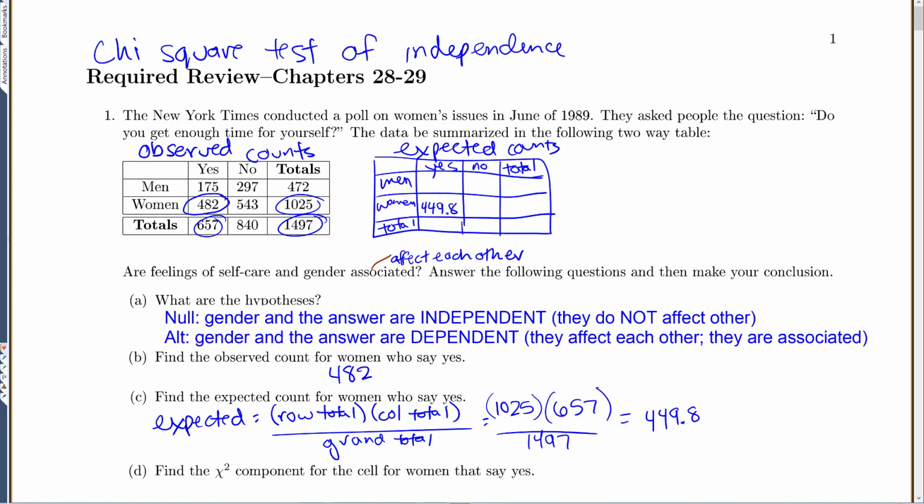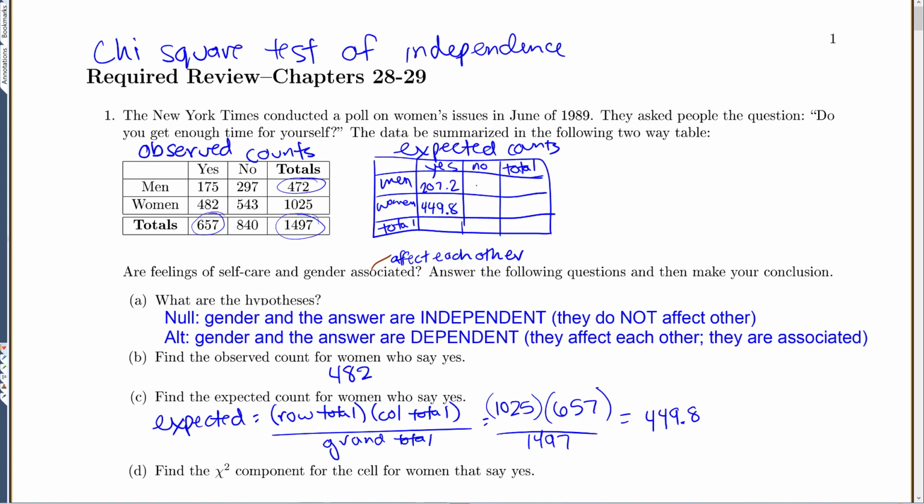Now we do need to find the rest of the expected counts. She's just not going to ask you all of those just to save time, but you are going to have to do it to do the rest of the problem. So like if I want to find men who say yes, let's see what I need for men that say yes. I would have to do 472 times 657 divided by 1497. And that should give me 207.2.